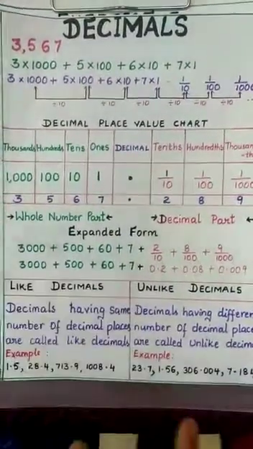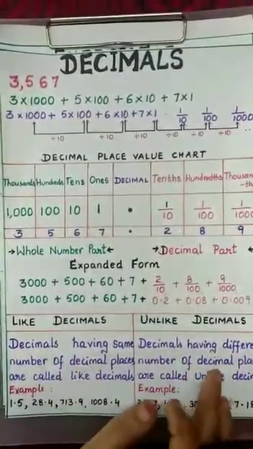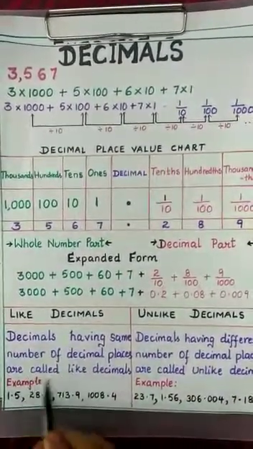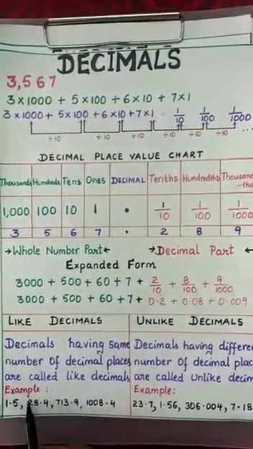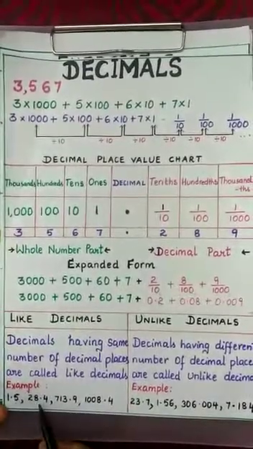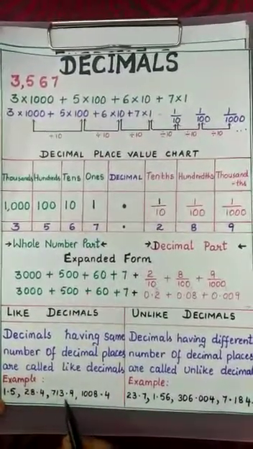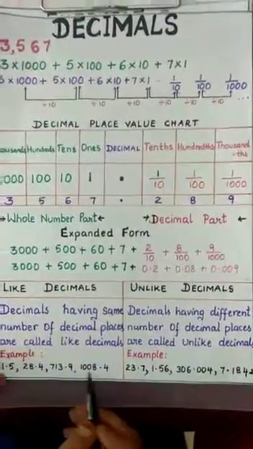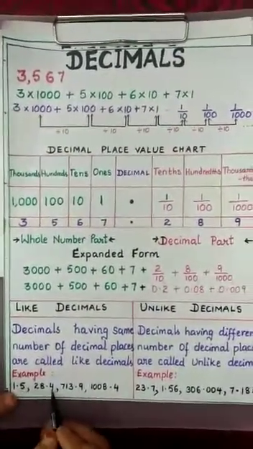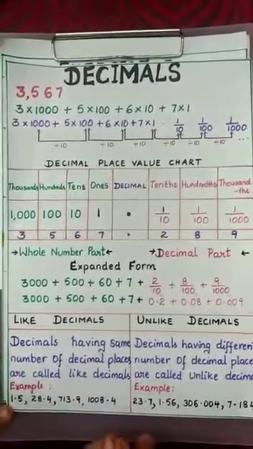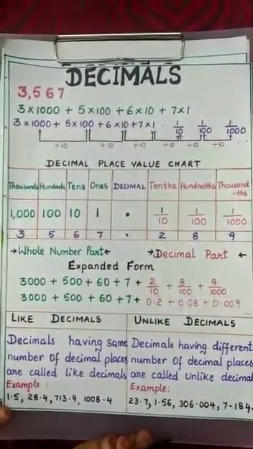Now the types of decimals: like decimals and unlike decimals. Decimals having the same number of decimal places are called like decimals. You observe some examples here. 1.5, 28.4, 713.9, 1008.4. In all the decimals, we have only one digit after the decimal. Only one place we have. So this kind of decimals we call like decimals.